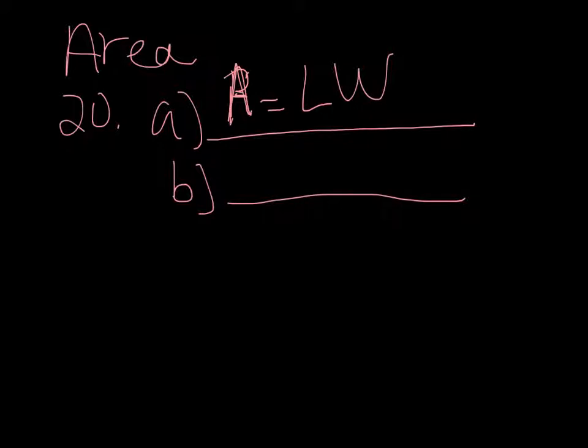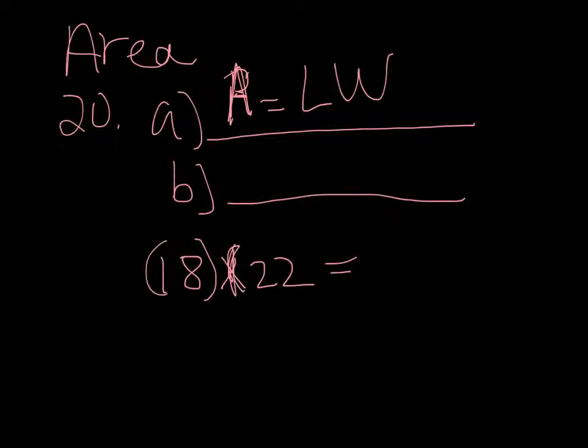And then it says to find the area. Well, it gives it to us. It says it's an 18-foot by 22-foot space. So 18 times 22, that's a times symbol. Maybe I should put it as parentheses so you can see it. 18 times 22 is 396.